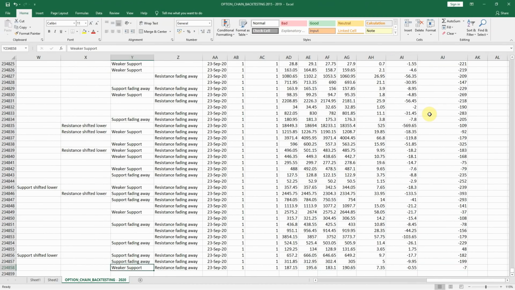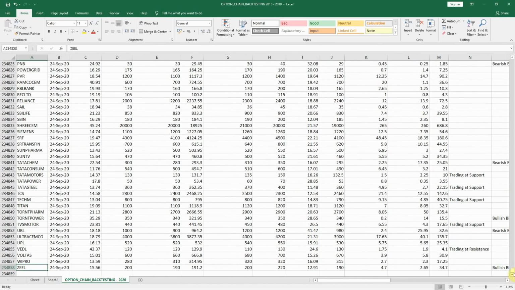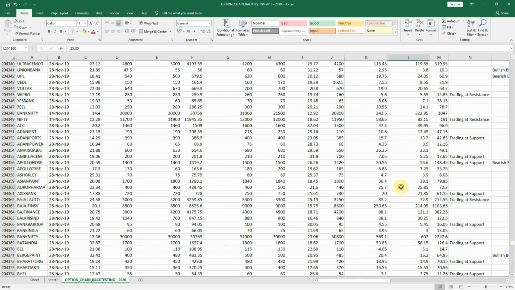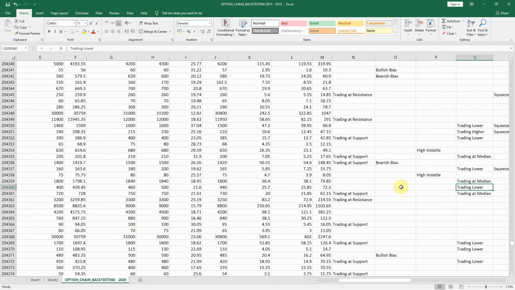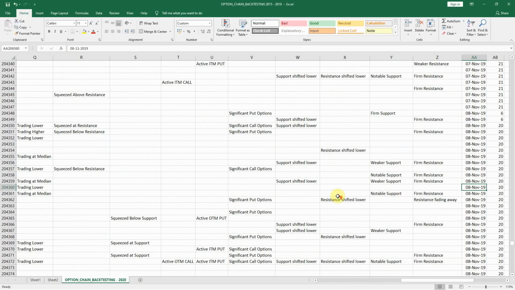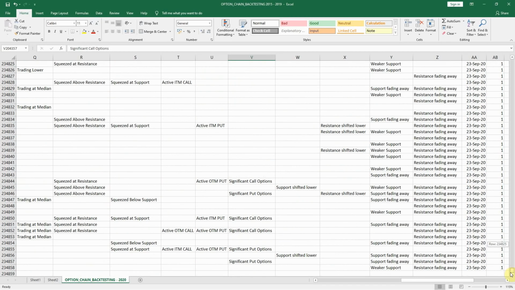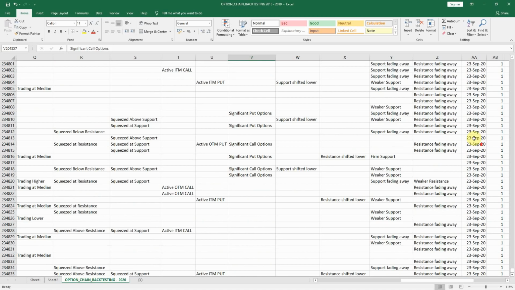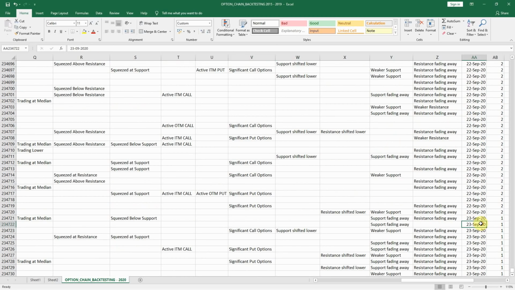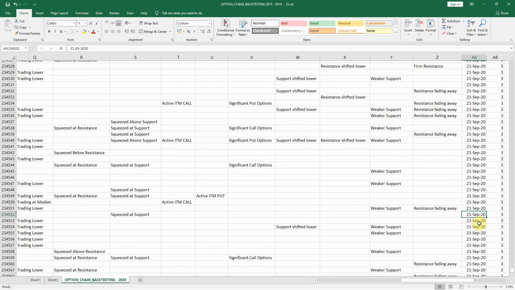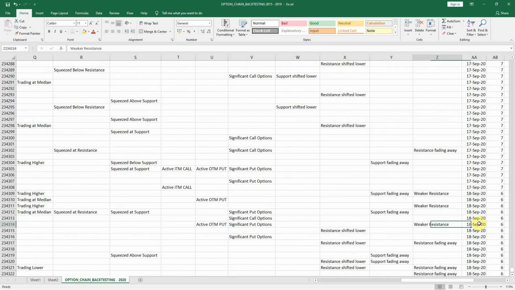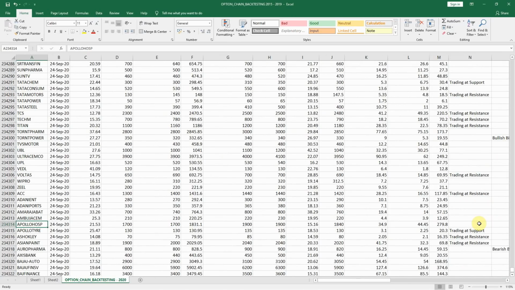If you want some recent record, let me go down and make you feel better. If I go down and see this record, significant call options as of 8th November 2019. Let's take a 2020 record, 2020 September, or maybe a couple of pages up, not to waste much of your time. Let's say 18th September, significant put options. Which company? Let's see which company it is. Apollo Hospital.